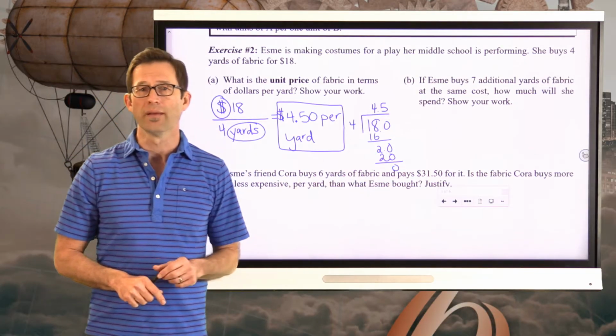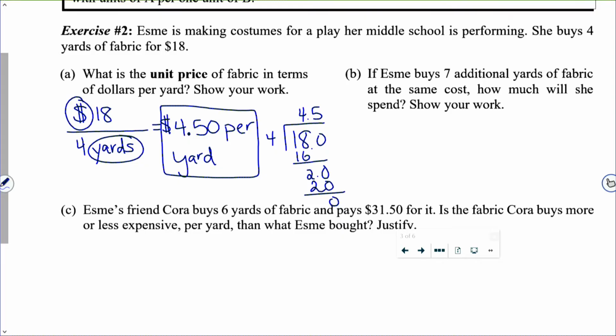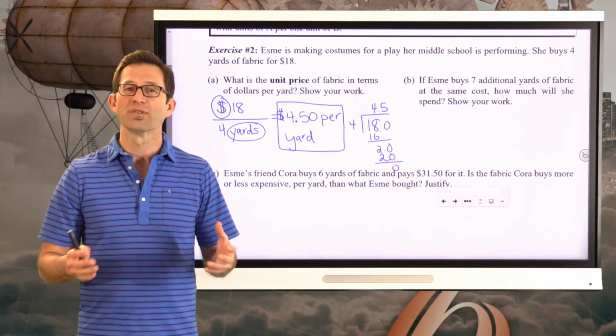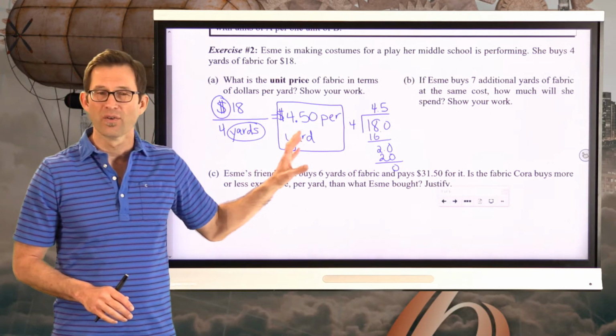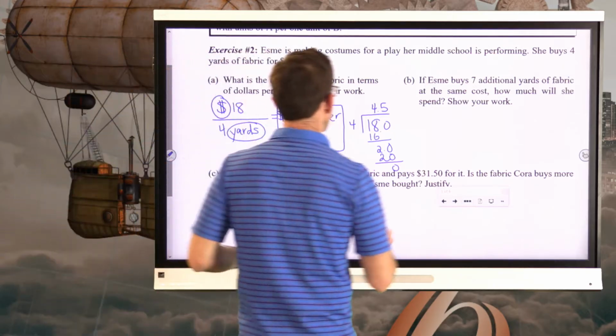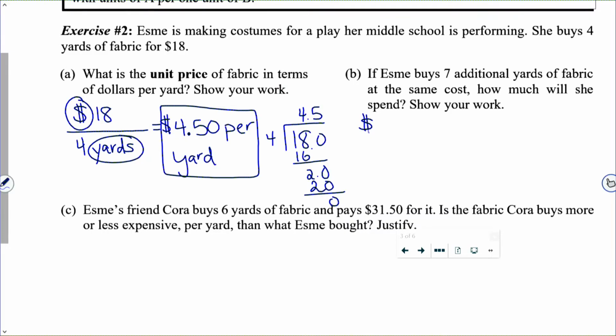Now let's take a look at letter B. If Esme buys 7 additional yards of fabric at the same cost, how much will she spend? Show your work. Well, again, this is what's so great about a unit cost, or a unit price, is that I now have $4.50 for 1 yard, right? And I'm really multiplying that now by 7 yards, all right? In which case the yard unit actually cancels and all I'm left with is money.